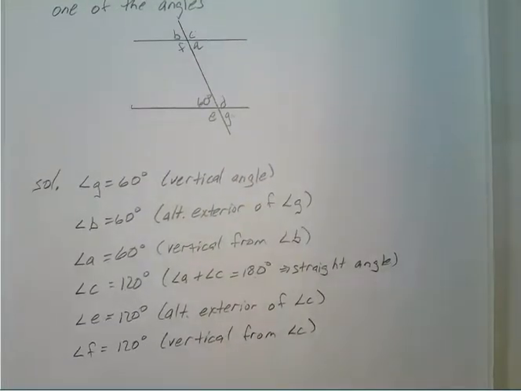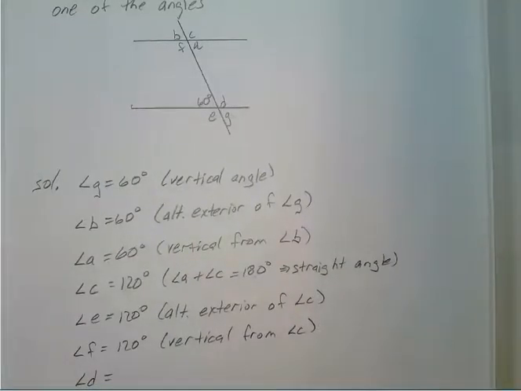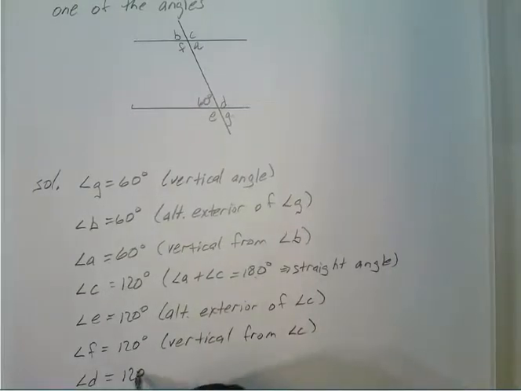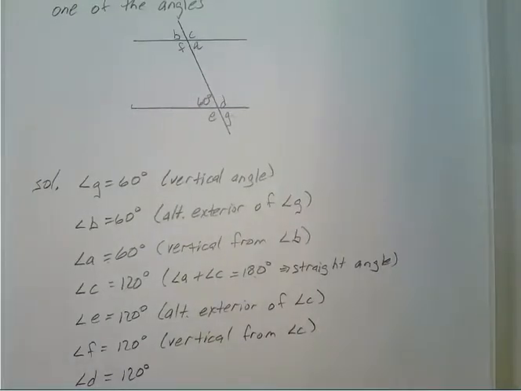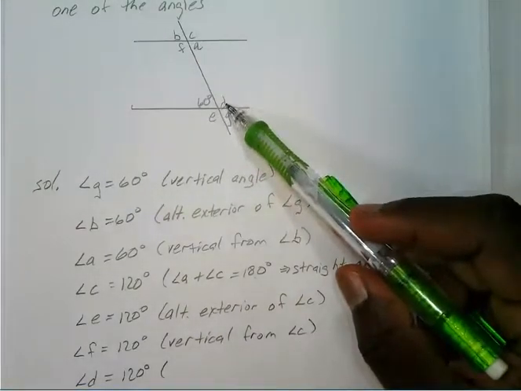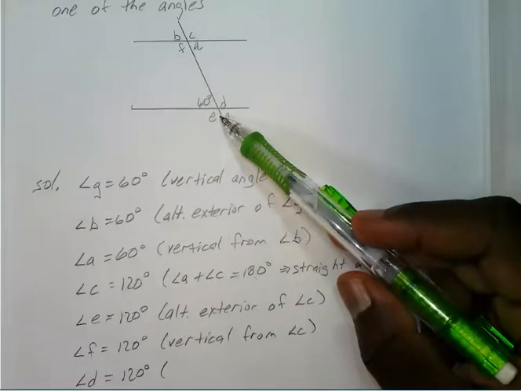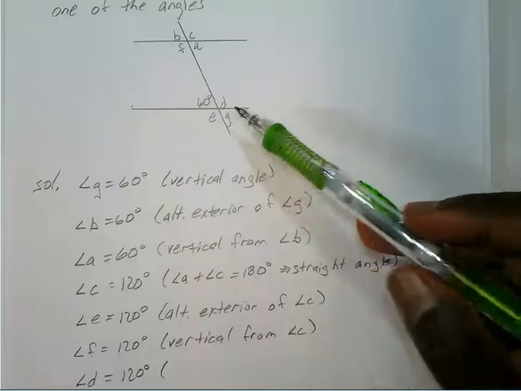What about angle D? I think that's the last one we have. I think we got all of them. So angle D, what's that? Angle D is 120 degrees. How do we know? Well, it's vertical from angle E, but also it's the corresponding angle of angle F.